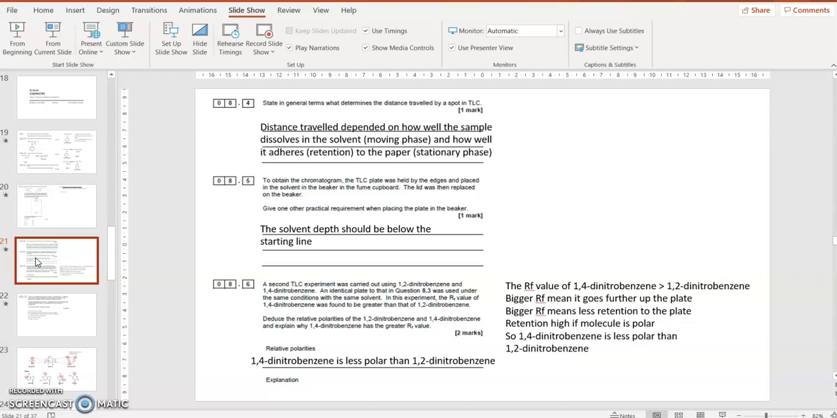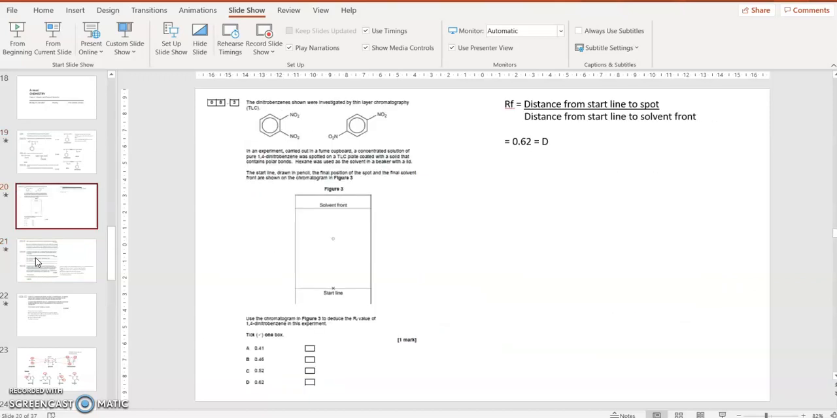A second TLC experiment, thin layer chromatography experiment, was carried out using 1,2-dinitrobenzene and 1,4-dinitrobenzene. So you've got those two structures there.